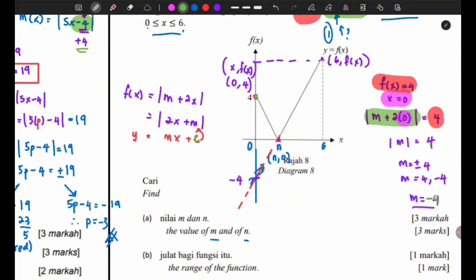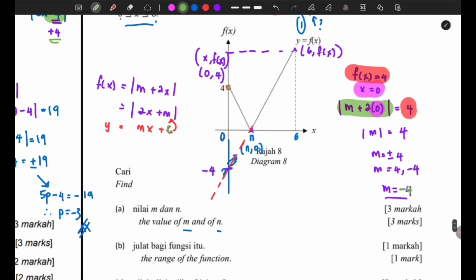So you cannot put 4 but negative 4, because you have to follow the original equation. Your equation is on the negative side. You have to take that. So there you go, I find my m is negative 4. And now let's find the n. So this is my new equation. After I found out my m, this will be my equation: f(x) equals, my m is negative 4, so I put negative 4 plus 2x.